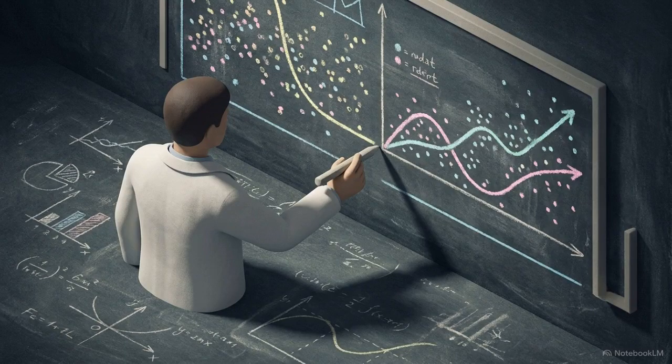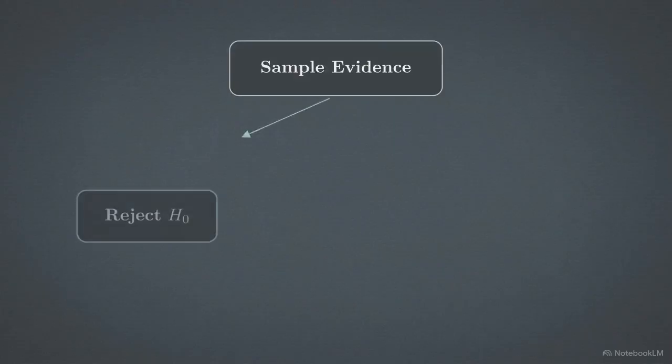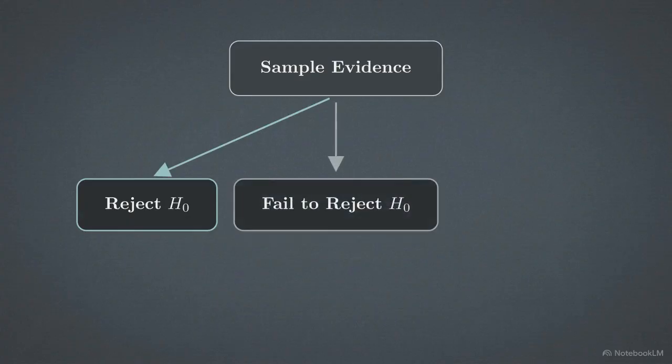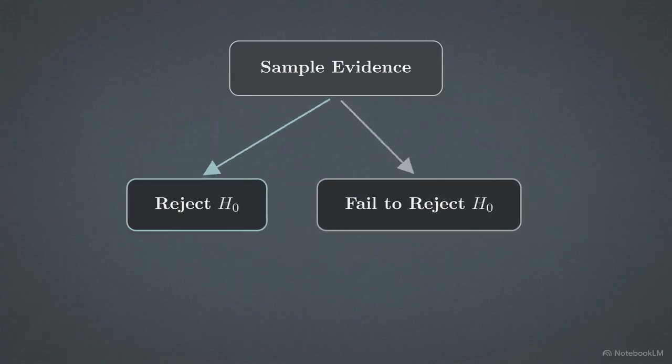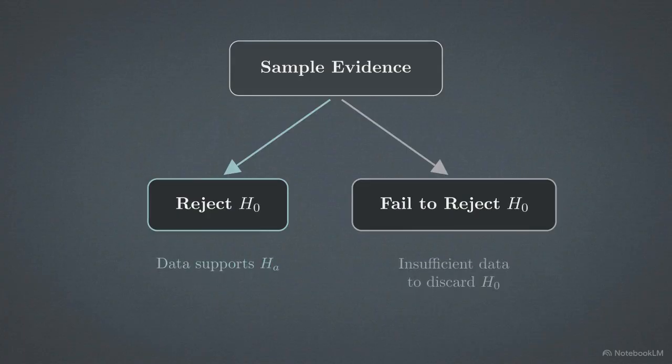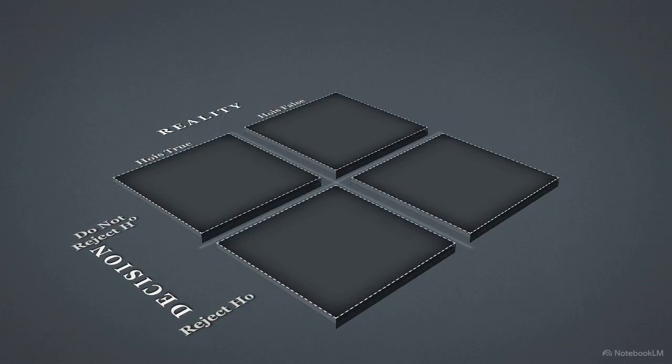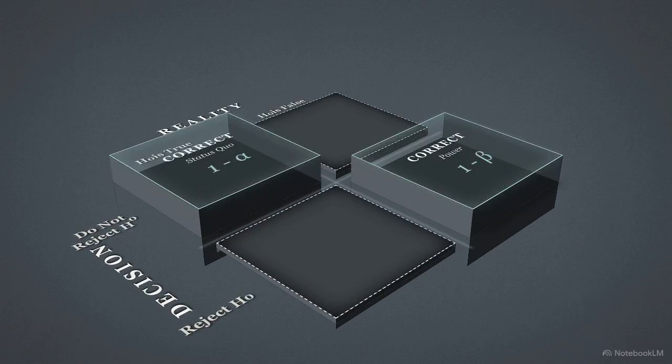Once the data is gathered, the researcher must make a choice between two valid actions. They either reject the null hypothesis, or they fail to reject it. We do not accept the null, because a lack of evidence against it is not evidence for it. Mapping actions against reality creates four outcomes. Diagonal quadrants are correct decisions.